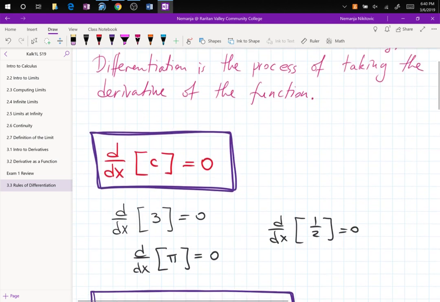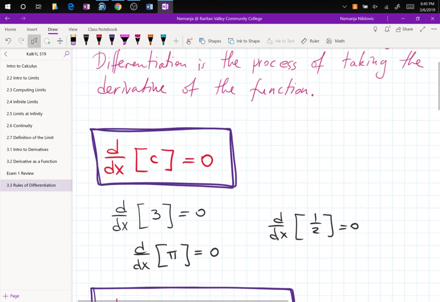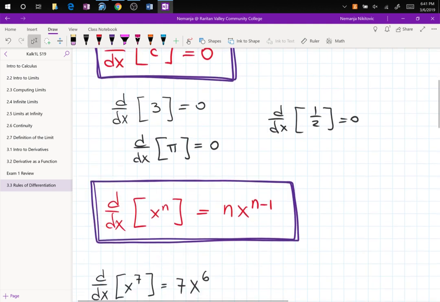We are going to have a separate section to cover trigonometric and inverse trigonometric functions. Those are going to be 3 point something and 3 point something, later on. So for right now, we have these basic ones.